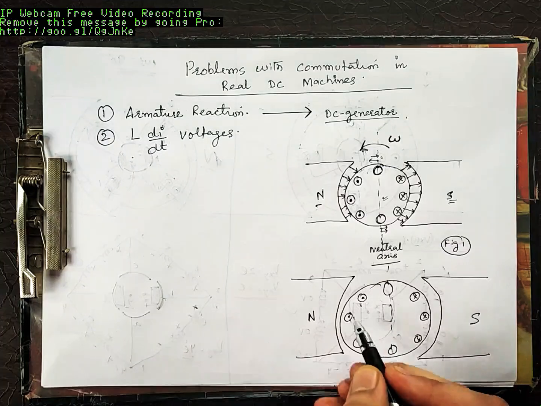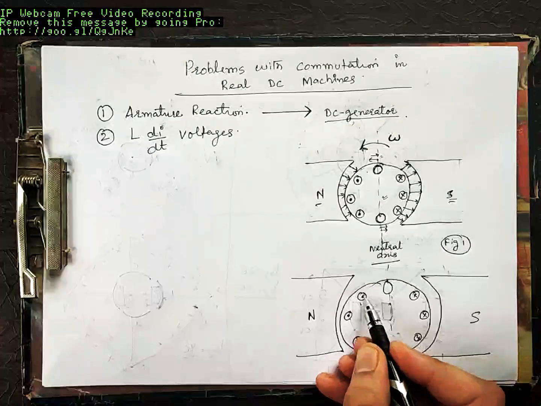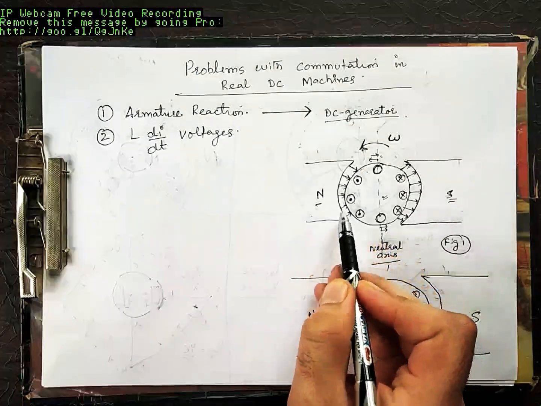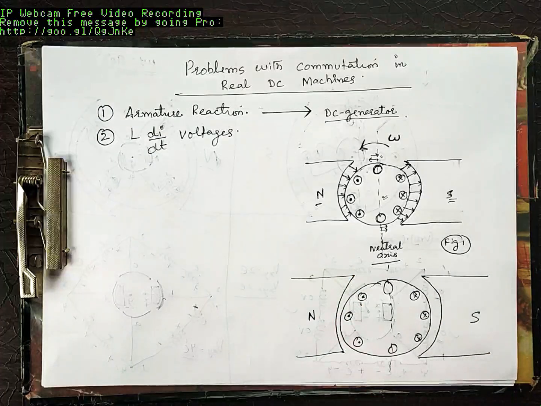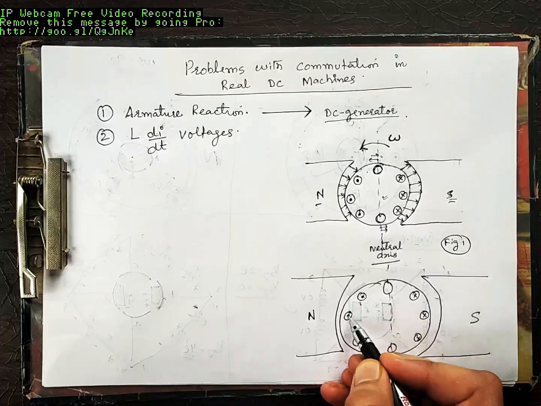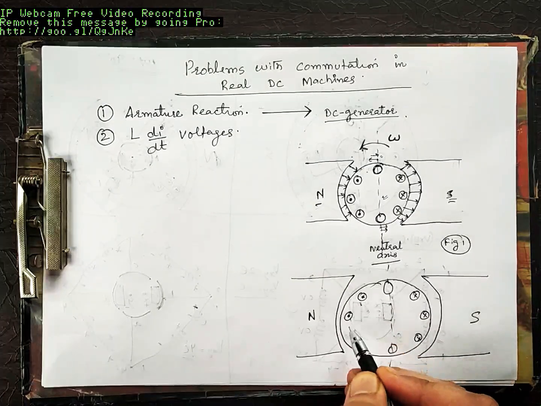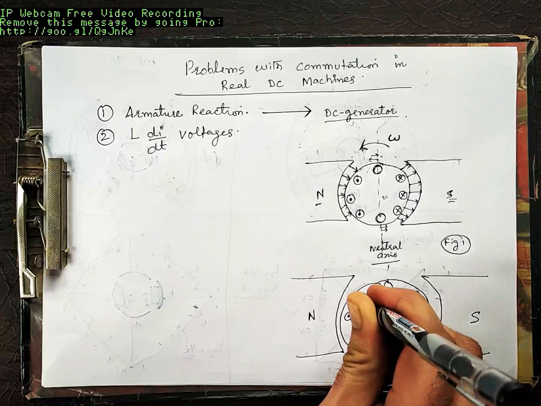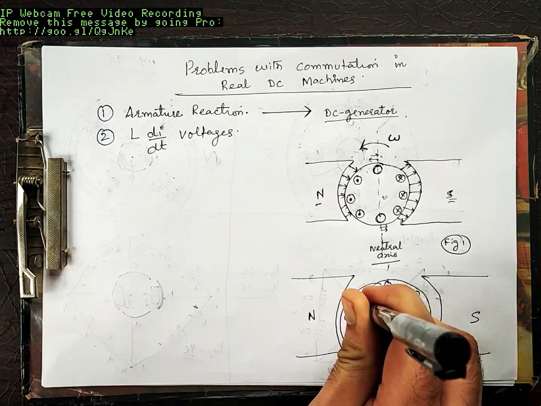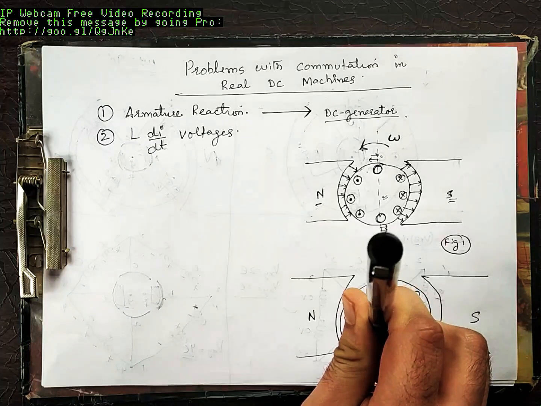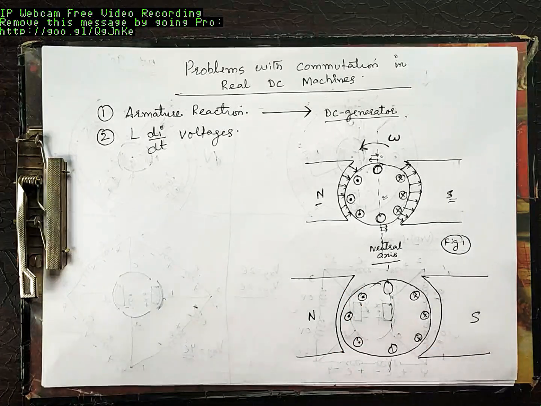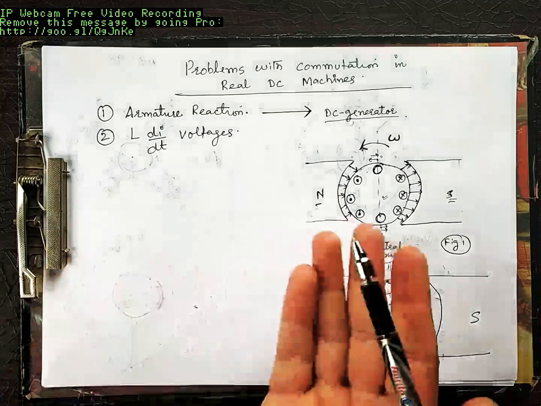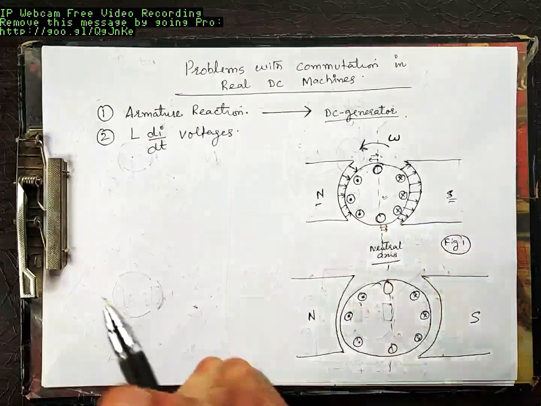So will they produce a magnetic field or not? I'm not showing the stator magnetic field here. I'm only showing the rotor magnetic field for the time being. So what is the armature magnetic field? Since these are straight conductors like this, and current is coming out of the plane of the page.